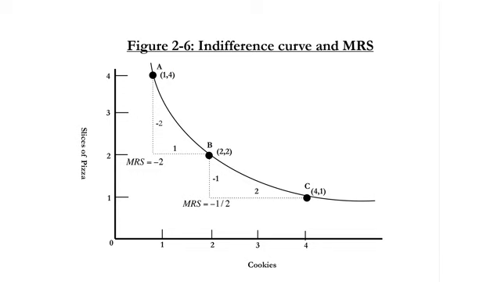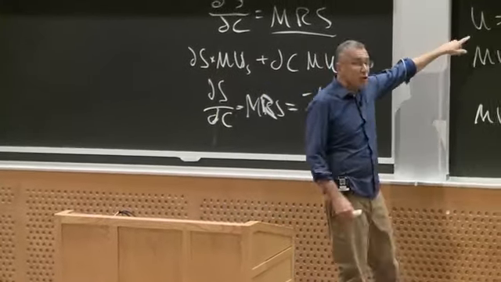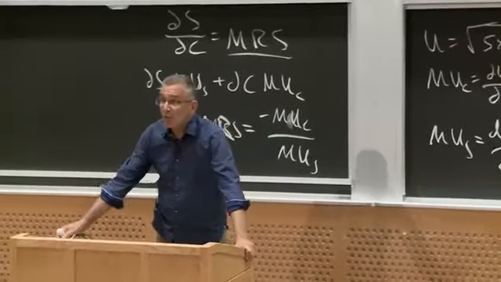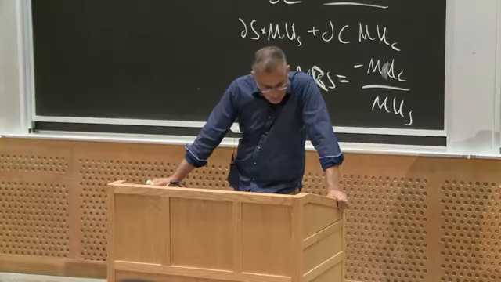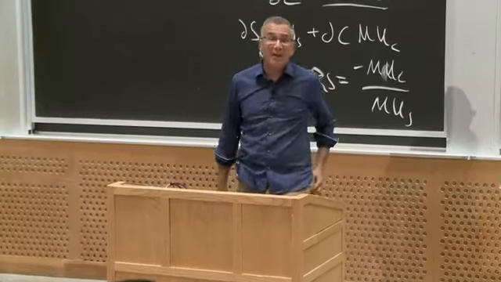So in other words, at point A, you have 4 slices of pizza and 1 cookie. At point B, you have 2 of each, and at point C, you have 4 cookies and 1 slice of pizza. And according to this utility function, you're indifferent. All those combinations give you a utility of 2.